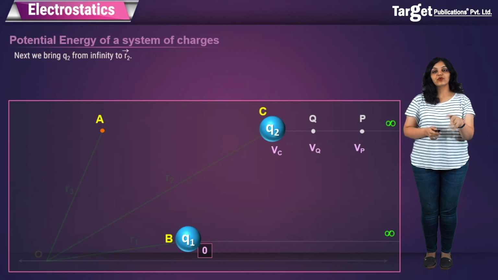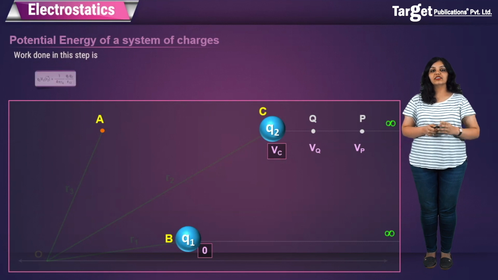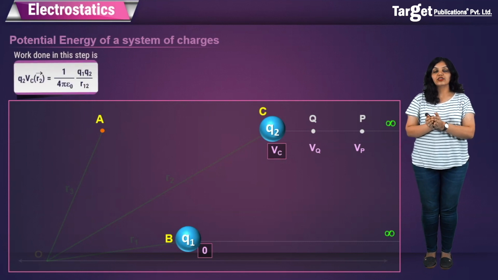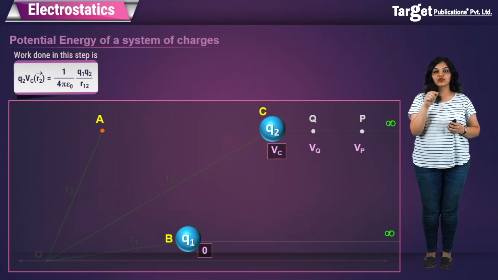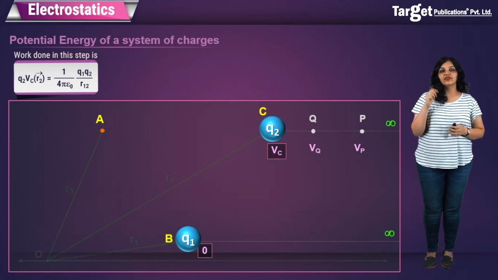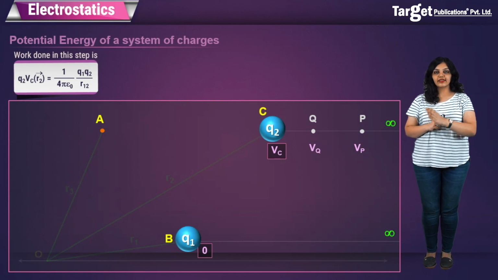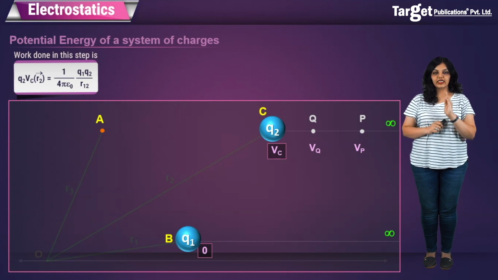And what we have to do is find the work done. So you simply find this work done by multiplying this Vc with the charge. So we say the work done in this step is Q2 into Vc. And this is nothing but 1 upon 4 pi epsilon naught, Q1 Q2 upon R12. Here Q2 has come from Q2 Vc, and the remaining is the Vc. So here you see the work done in this step is Q2 multiplied by Vc.